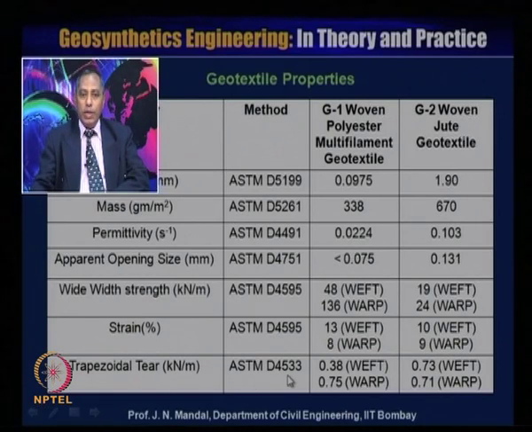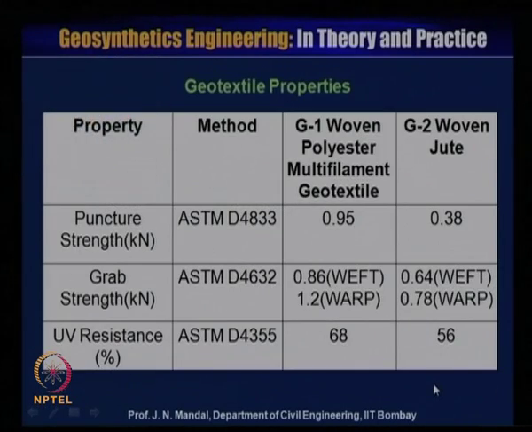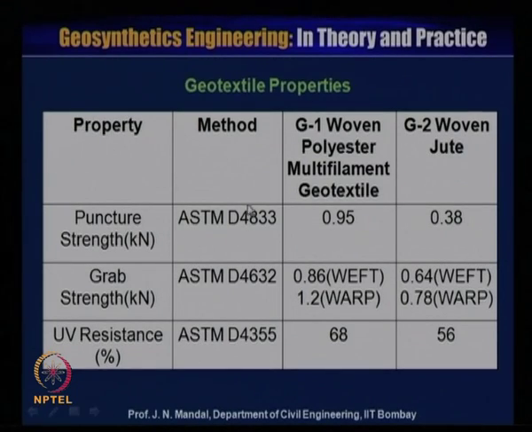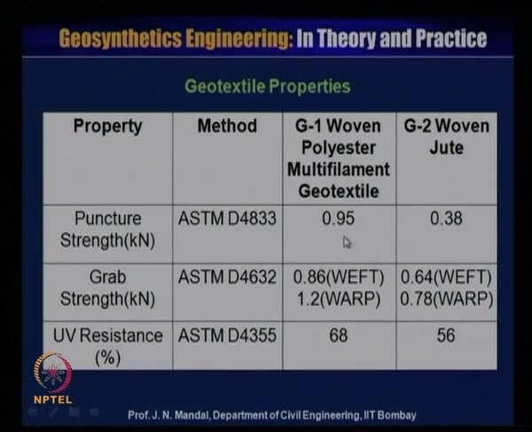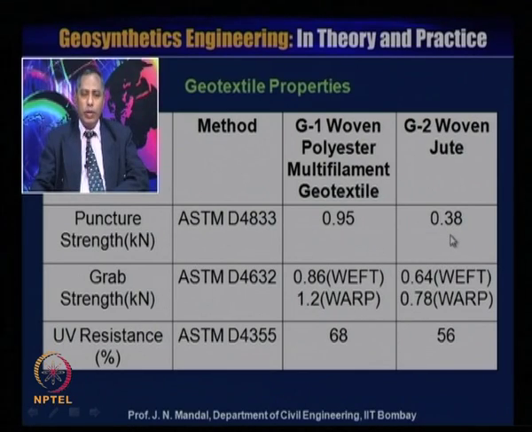Trapezoidal tear as per ASTM D4533 is, weft direction 0.38 kilonewton per meter, warp direction 0.75 kilonewton per meter. And for jute geotextile, in the weft 0.73 kilonewton per meter and warp direction 0.71 kilonewton per meter. Apart from these properties, we have also performed the puncture strength as per ASTM D4833: for polyester this is 0.95 kilonewton, for woven jute geotextile 0.58 kilonewton per meter.